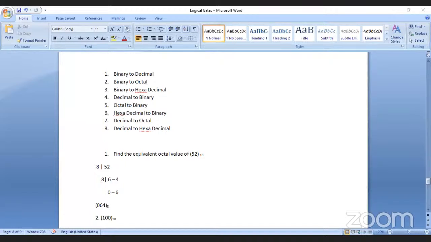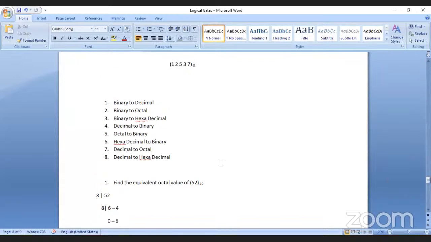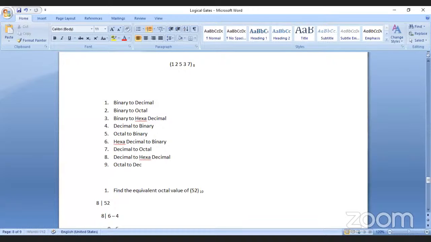Okay, we'll take a simple example. So I'm having a question. Okay, so I'm just writing here: octal to decimal. I was supposed to tell you only simple conversions, but not an issue.